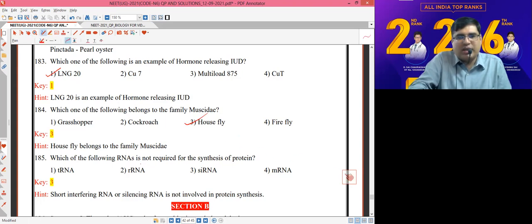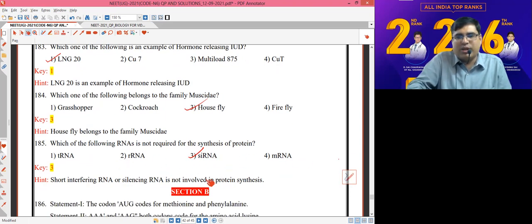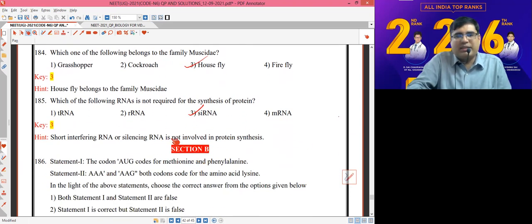Which of the following RNA is not required for the synthesis of the protein? Of course, if we talk about it, interference RNA is not required. The rest three would be required as per the mechanism. And we can see section A seems to be quite easy.